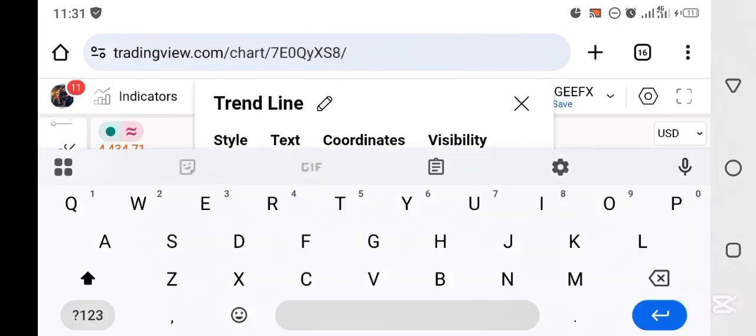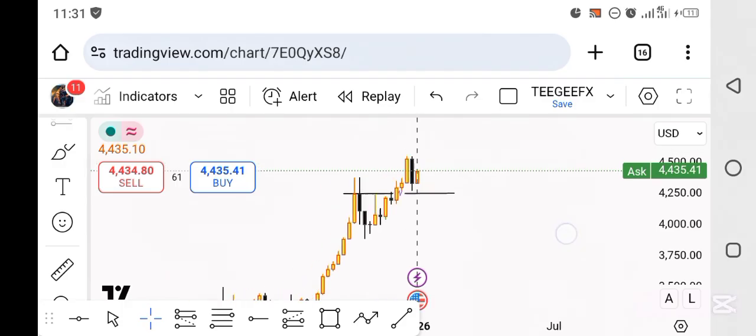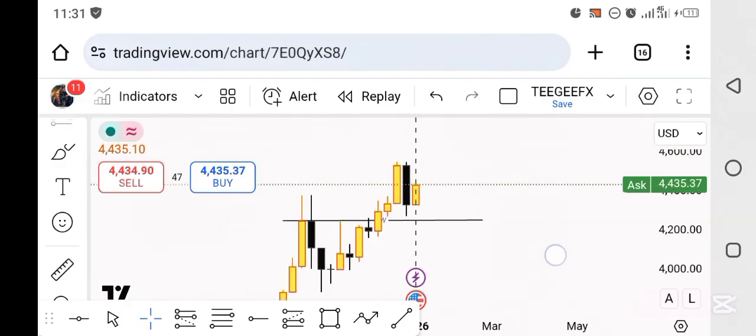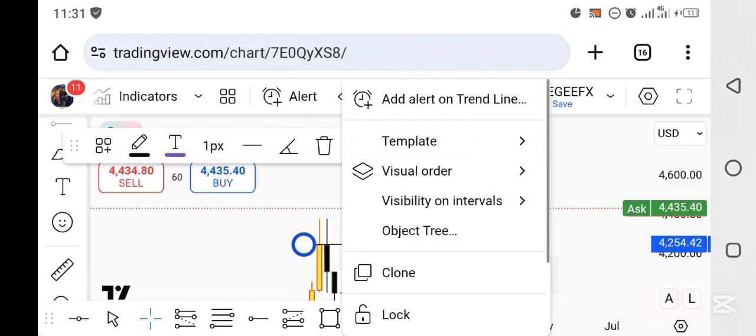So I use the weekly just for direction sake, not for entry. When market comes to the weekly, there's a way I look for confirmation. That will be discussed later. So now, after this, what else?